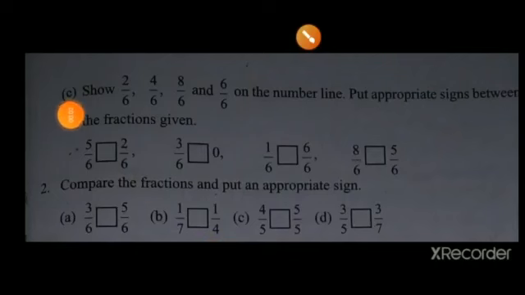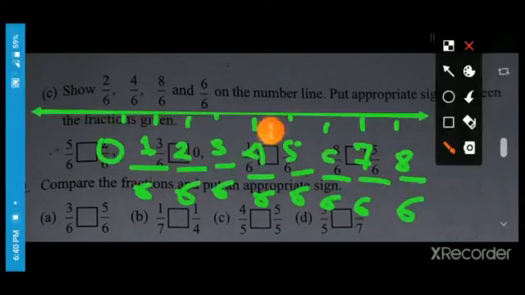Now the C part: show 2 by 6, 4 by 6, 8 by 6 and 6 by 6 on the number line. Put appropriate signs between the fractions given, that is 5 by 6, 2 by 6, 3 by 6, 0, 1 by 6, 6 by 6, 8 by 6 and 5 by 6. So first we draw the number line and then we show these numbers on the number line. Numbers are shown here. It is 0, it is 1 upon 6, 2 upon 6, 3 upon 6, 4 upon 6, 5 upon 6, 6 upon 6, 7 upon 6 and 8 upon 6.